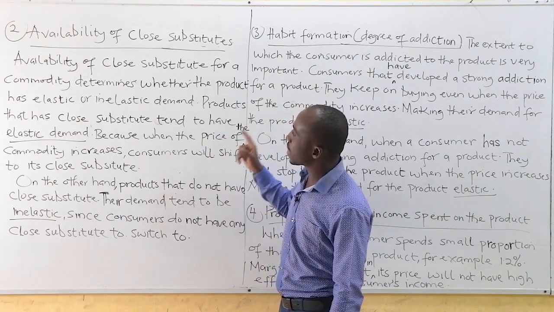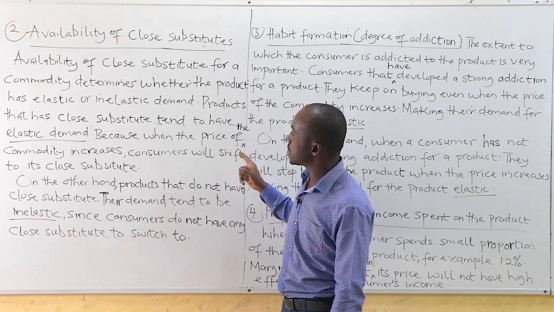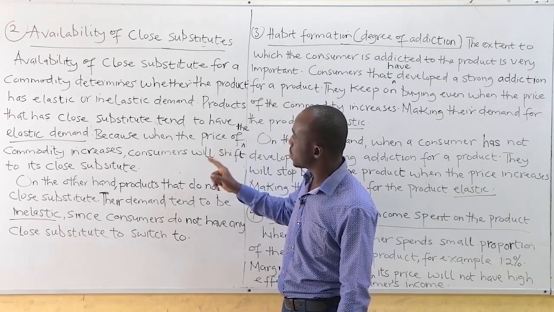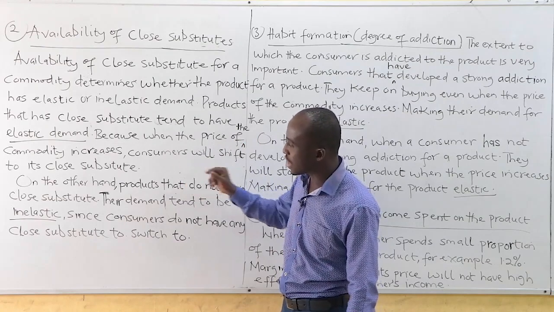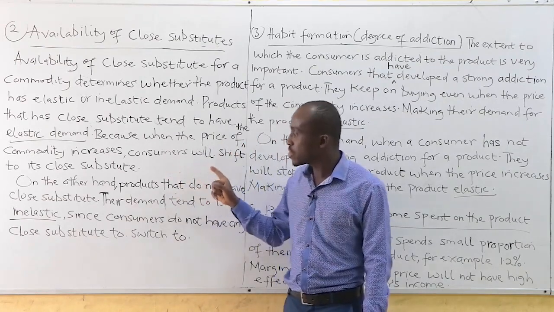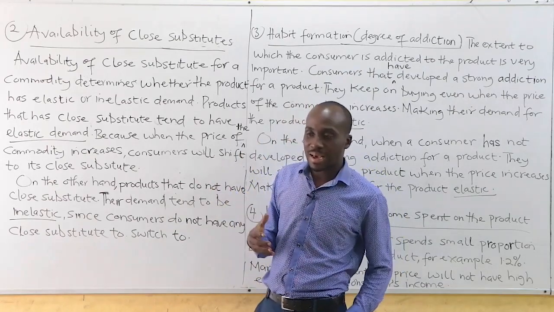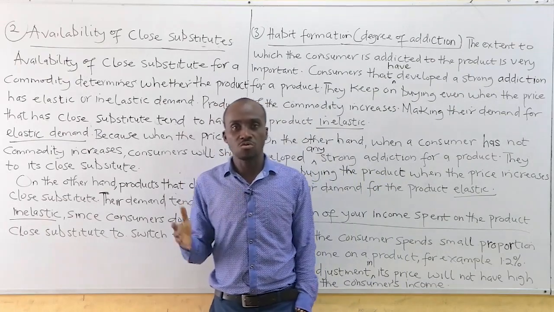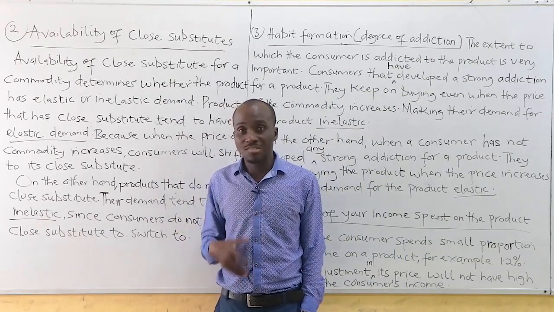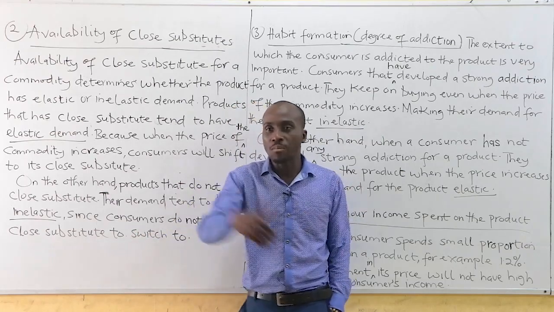So second point, 2, availability of close substitutes. The availability of close substitutes for a product determines whether the product has elastic demand or inelastic demand. Products that have close substitutes tend to have elastic demand, because when the price of the product increases, consumers can shift to another product. If the product has a close substitute, when I go and the price is very expensive, I'll stop buying and go and buy the substitute.